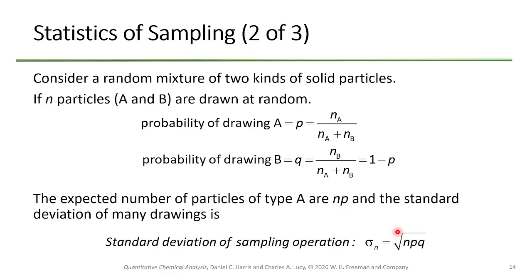Okay, so the expected number of particles of type A is going to be NP. The standard deviation of many drawings will be this right here. So that's your standard deviation of that number of drawings, and that's your standard deviation of your sampling operation. And that's how likely you are to get the standard deviation of what you're going to get for that sample with those number of drawings. Notice that right there is the Q and P. So P is this one right here. Q is this one right here. This is N. That's the number there. And this is the square root right here.